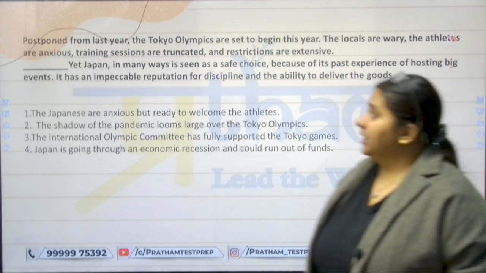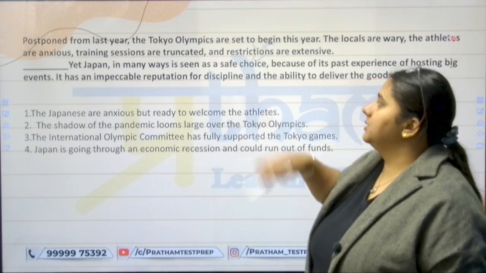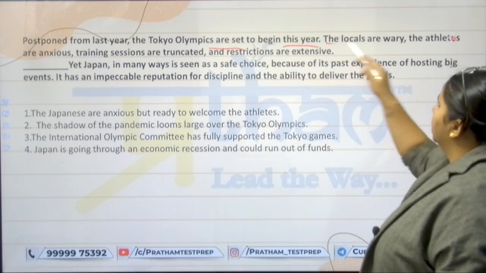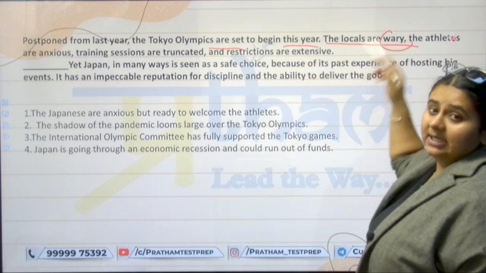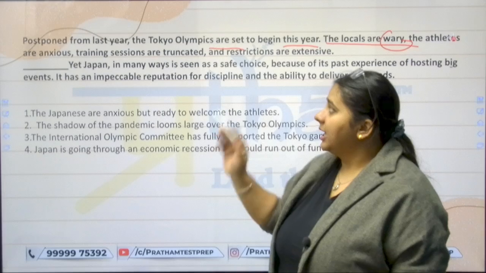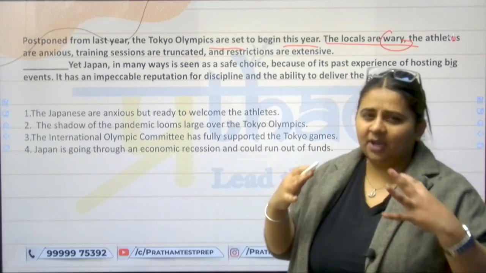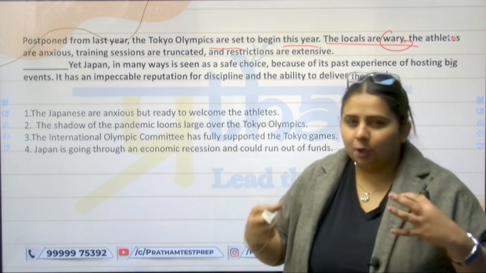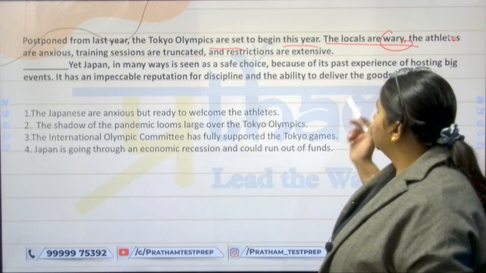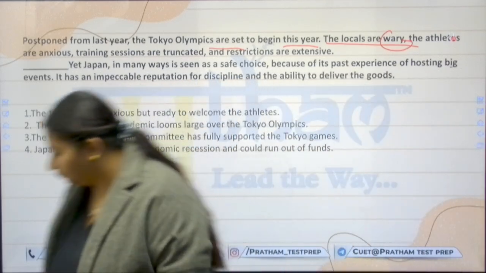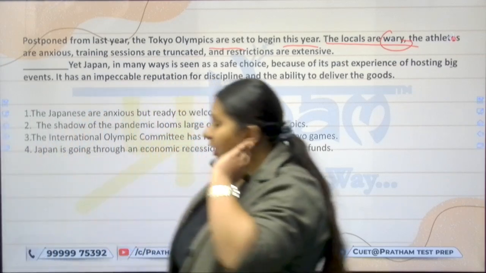Now, the third one. It says postponed from last year, the Tokyo Olympics are set to begin this year. The locals are very much in tension. The athletes are anxious. Training sessions are truncated, very difficult, and restrictions are extensive. Yet Japan, in many ways, now look, you have to pay a lot of attention here to one thing.